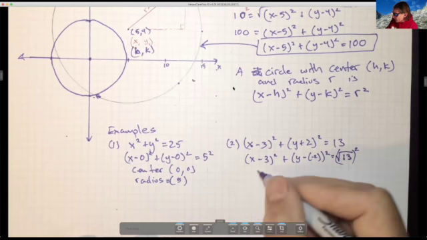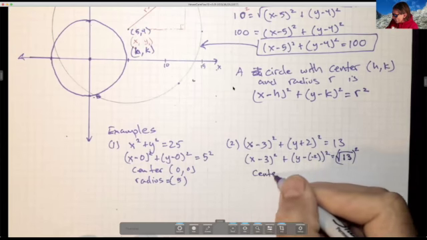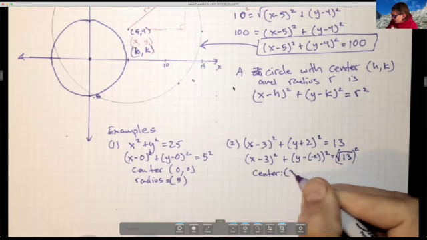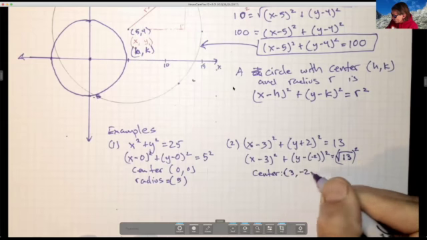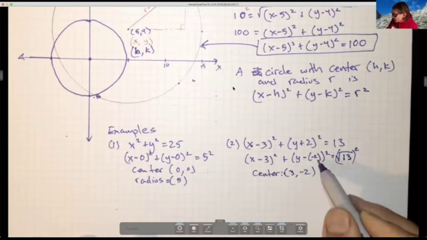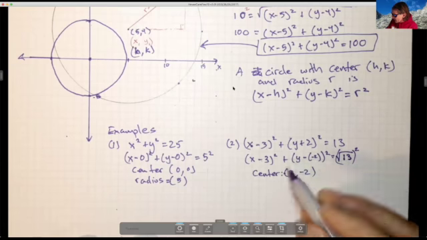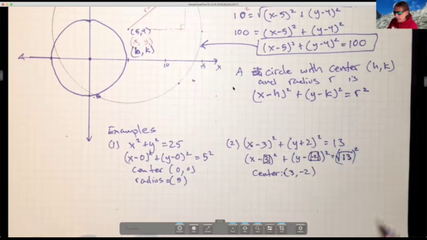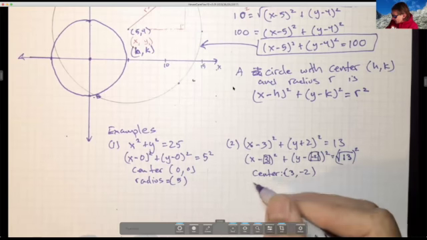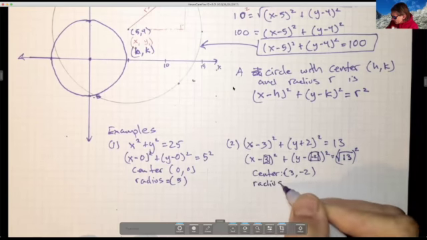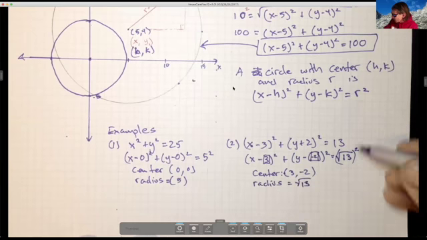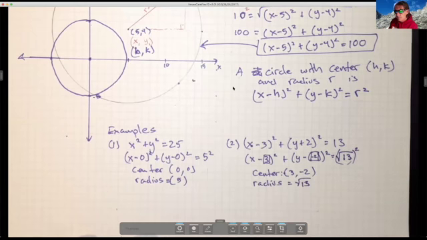So now I can find my center and radius. The center is the point 3, negative 2. I ignore the negatives here because those are in my formula. I just take this value for h and this value for k. Now the radius equals the square root of 13. I ignored the square because I'm just taking that part, the square root of 13, for my radius.